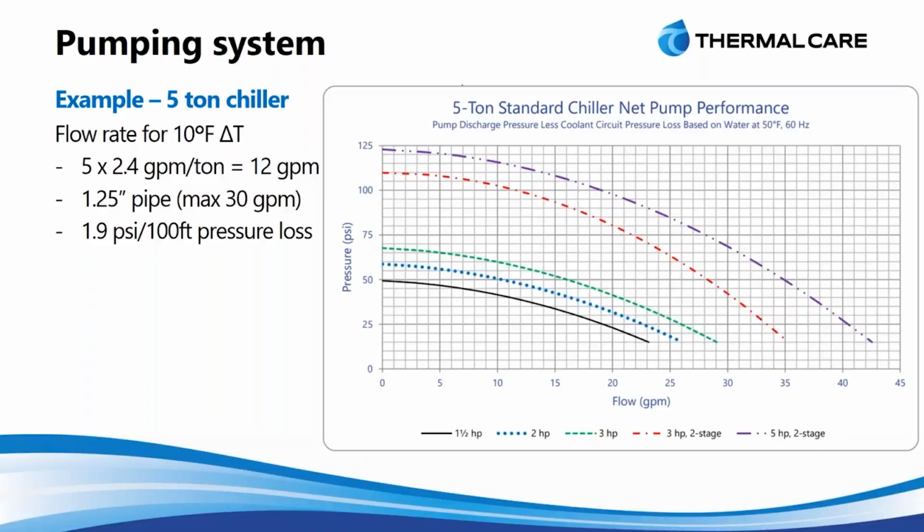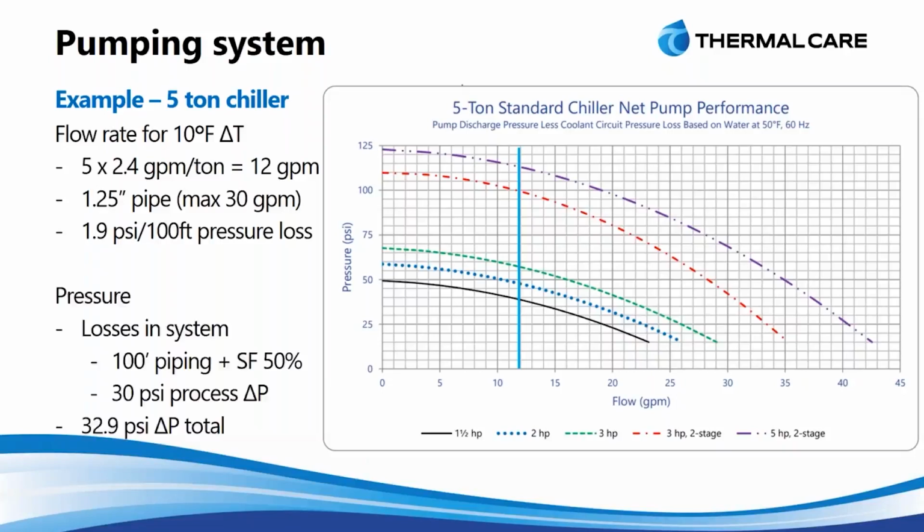We show multiple different curves on there because we offer multiple different pump sizes, because as I'll demonstrate on the next part of the example, sometimes you require one of these larger pumps to meet the demands of your system. So we know our 12 GPM flow rate. So we mark that down, so that gives us a starting point.